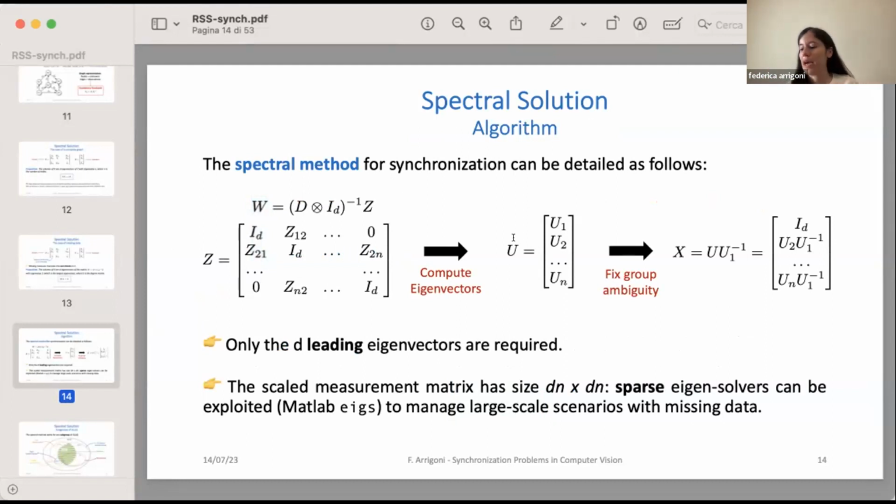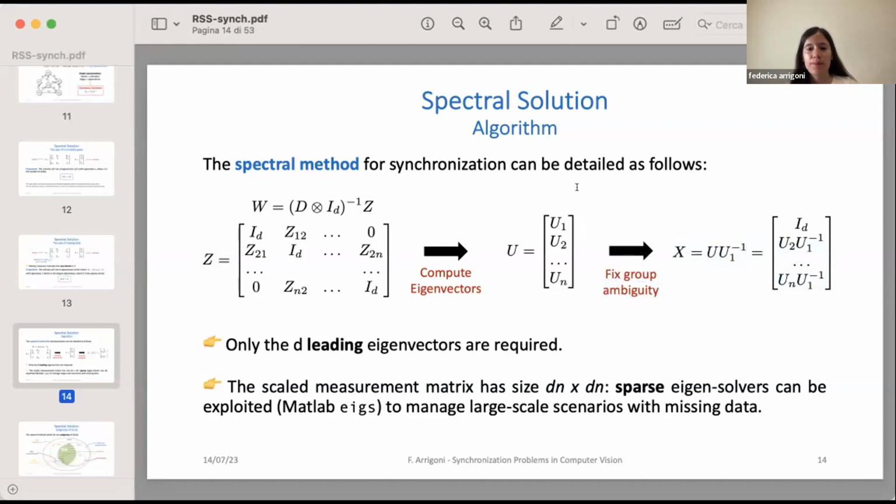Then we compute the eigenvectors of this matrix, which are properly collected in a new matrix U, which can also be viewed as a block matrix where each block corresponds to a node in our graph. Then we can multiply all our blocks by the inverse of the first block, in order to have the identity in the first place. And this will fix the group ambiguity.